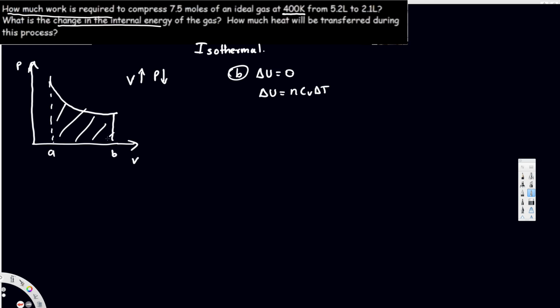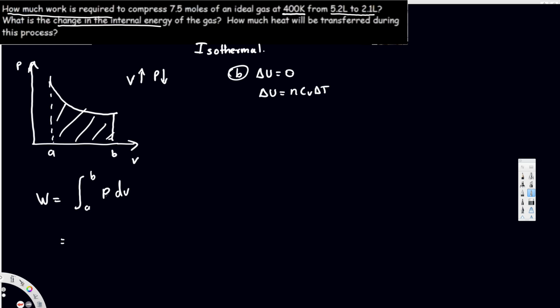We can't use any rectangle equation or anything to find this area. Here we have to use calculus. So if you know calculus, we can find the work using the integral from A to B of pressure dV, right? This equation we can use to find the work. Since we are talking about dV, A to B is going to be the volume change, initial to final, so 5.2 to 2.1. That's going to be the limits of integration.